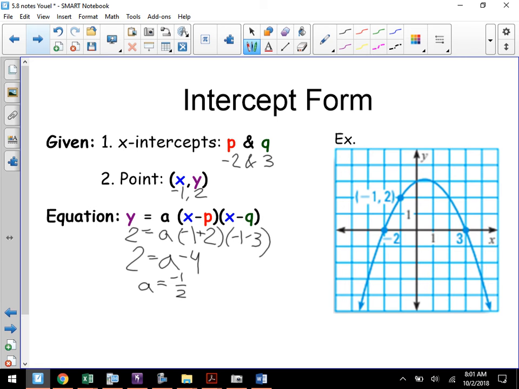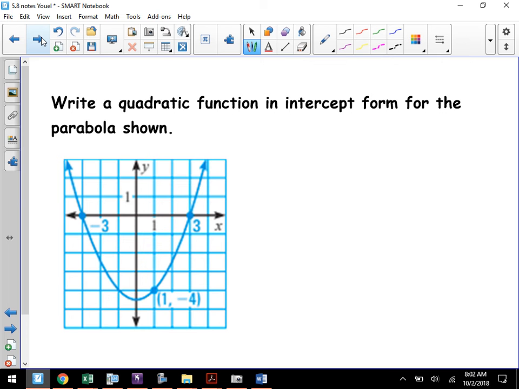And then again, you just want to plug that a back into your equation and give it with the x-intercepts included. So y is equal to -1/2 times x minus p, so +2, times x minus 3. Alright. So here we have, did you guys get it all down? Do you want me to go back?